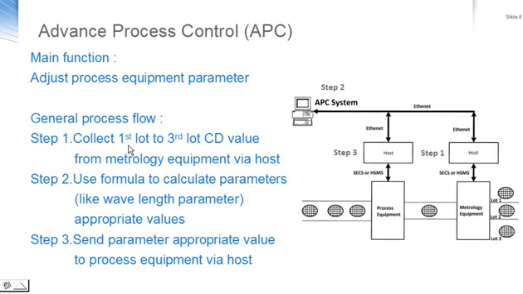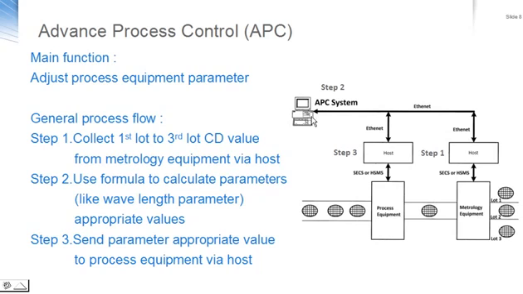Collect the first to the third lot CD value. For example, CD means the critical dimension. The value comes from the metrology equipment via the host. You can see we have lot 1, lot 2, and lot 3, and through the metrology equipment we get this data to the APC system.